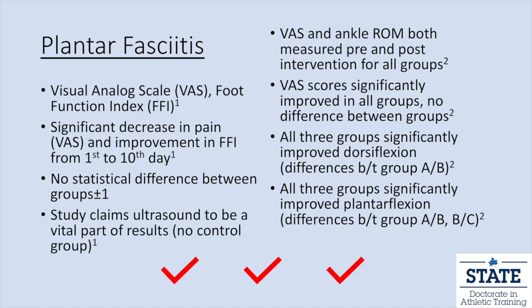Looking at outcome measures, the first column is the first study again. So the visual analog scale and the foot function index was used for the first study. So that was to measure pain levels and function. So that was the patient-reported outcome. And overall, there was a significant decrease in pain and a significant increase in function from the 1st to the 10th day. So they did pre-measurements before the very first session, and then they did post-measurements after the 10th session.